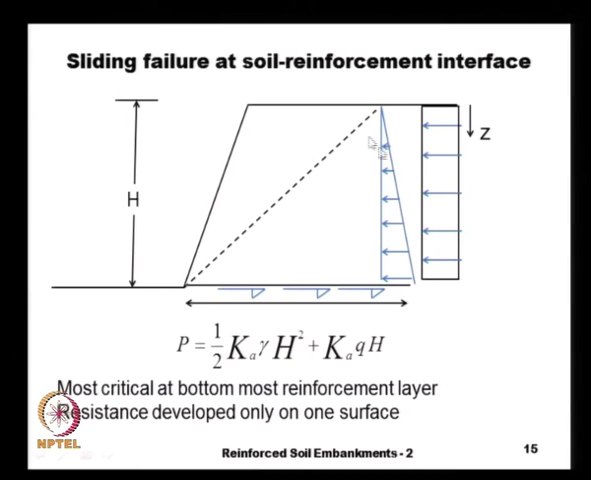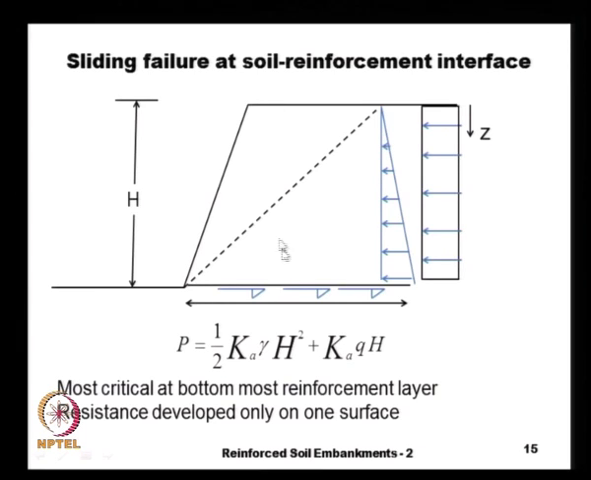And this rigid block of reinforced soil may slide away by sliding above the bottommost reinforcement layer, and in this case our shear resistance or the base resistance is developed only on one surface like this, and our total lateral force is 1/2 Ka gamma h square plus Ka times Q times h, where our Ka is the reduced earth pressure coefficient as we have seen earlier.